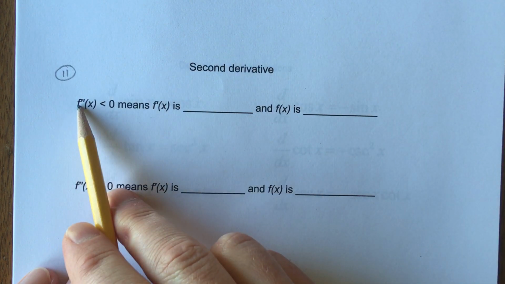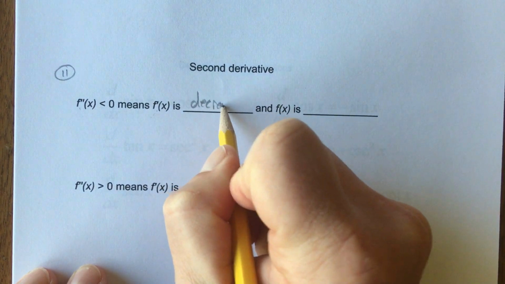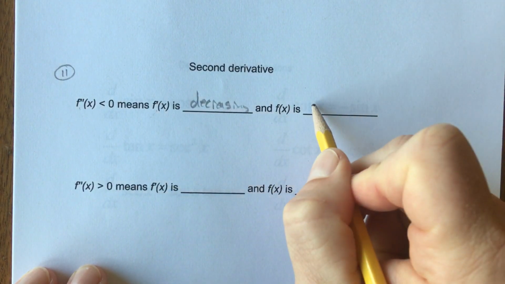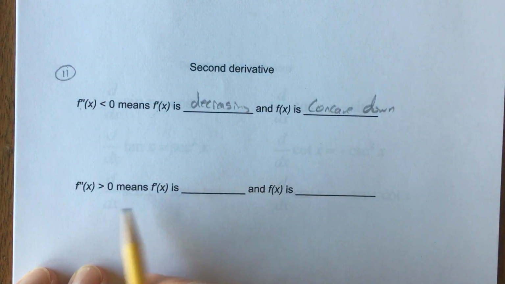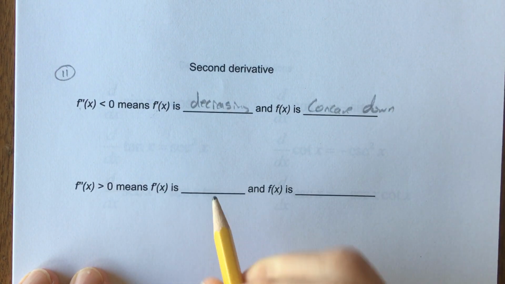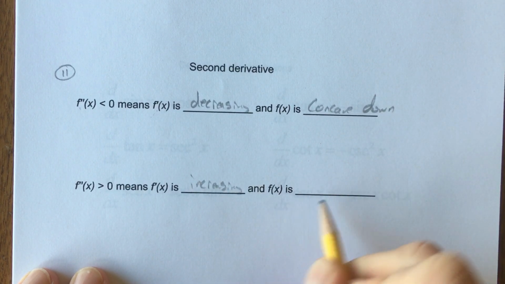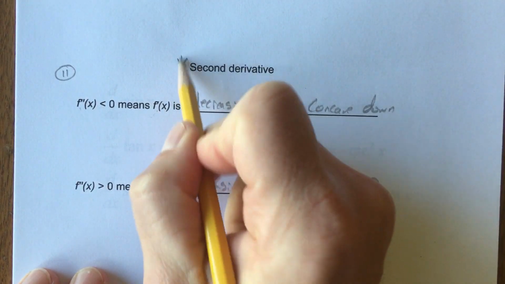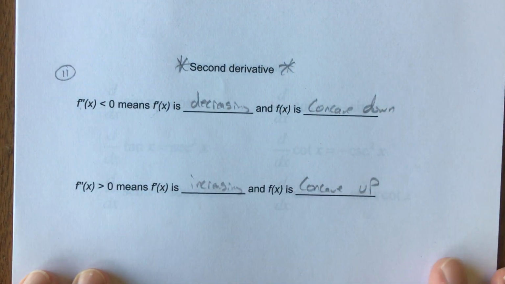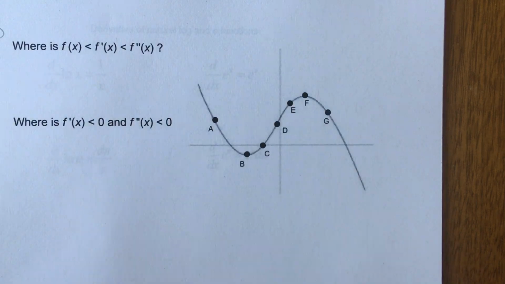Okay. If the second derivative is negative, that means my first derivative is decreasing and my function is concave down. If my second derivative is positive, that means my first derivative is increasing and my function is concave up. Again, this is something I would have close by, just to make sure you are good on it. You probably will be asked something along those lines for sure.